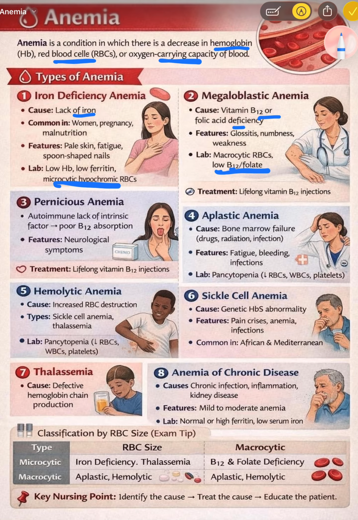The third type is pernicious anemia. It is autoimmune, and the autoimmune lack of intrinsic factor is present in pernicious anemia. There is poor B12 absorption and it leads to neurological symptoms.